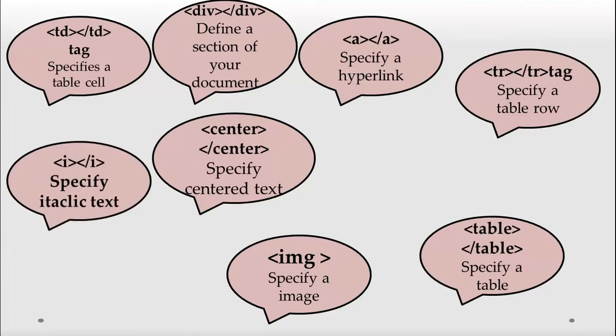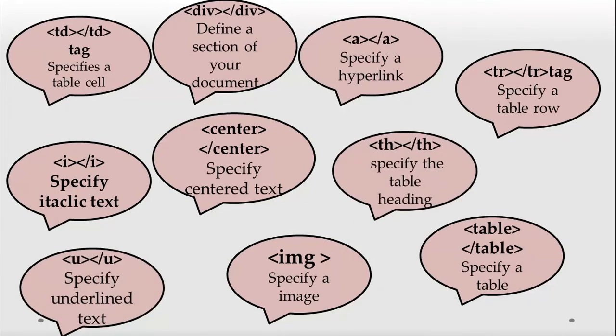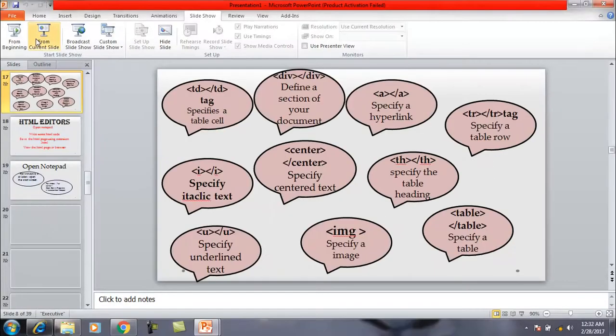I tag specifies italic text. TH tag specifies the table heading. U tag specifies underlined text. I am going to explain an example of the HTML tags.